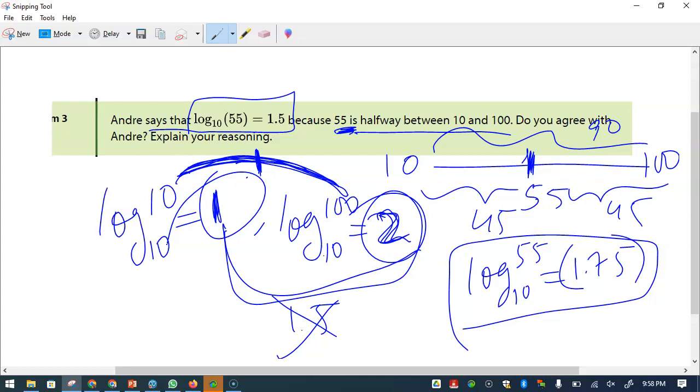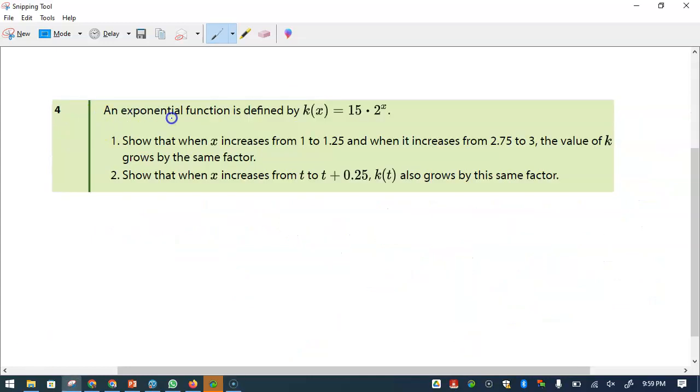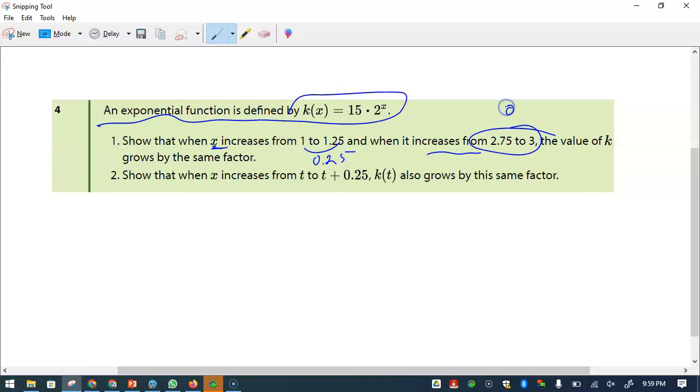So hope that helps. So here is a question: an exponential function is given this way, and the question is, if x increases from 1 to 1.25, which is an increase of 0.25. See? And here also it says from 2.75 to 3, an increase of again 0.25. The value of k grows by the same factor. The name of the function is k. Instead of f of x, they give us k of x.